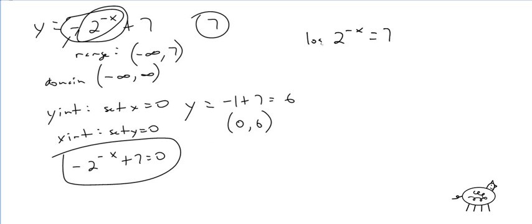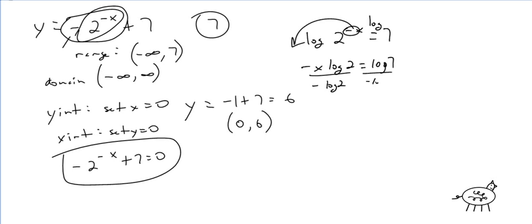I'm going to take the log of both sides. Remember that the exponent comes down in front. So it's negative x log of 2 equals log of 7. Divide by negative log of 2. So x comes out to be, I'll put in a quarter right away here, negative 2.8074. So the x-intercept is (-2.8074, 0).